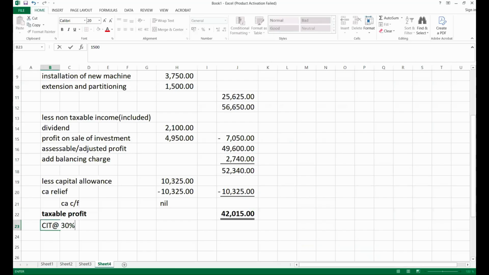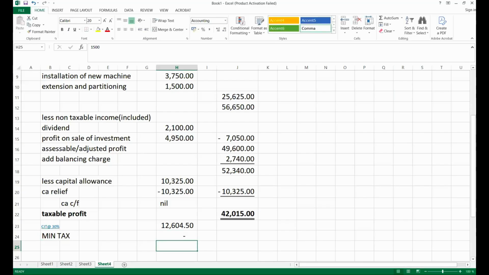So we use 30%. 42,015 times 0.3, which is 12,604.5. So that is the resulting figure for the company income tax. From the question, I think I saw something about how we also need to calculate minimum tax. But we cannot calculate minimum tax here. Who can tell us the reason why we can't calculate minimum tax here?